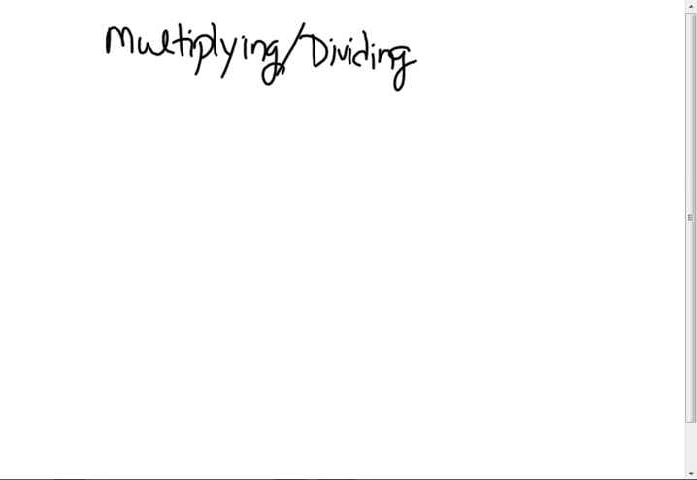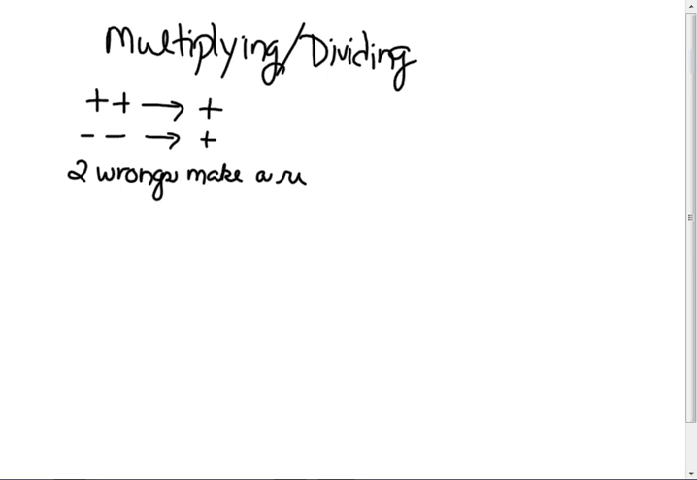This is easy. If they're both the same sign, if they're both positive, I'm going to get a positive. If they're both negative numbers, I'm going to get a positive. Remember, this is two wrongs make a right. It's the only time it's true. And if you have a positive and a negative, or a negative and a positive, that's going to be a negative. So multiplying and dividing are much easier than adding and subtracting.